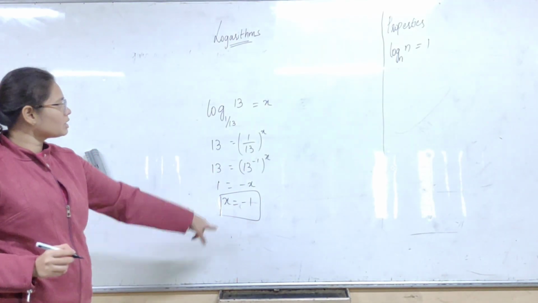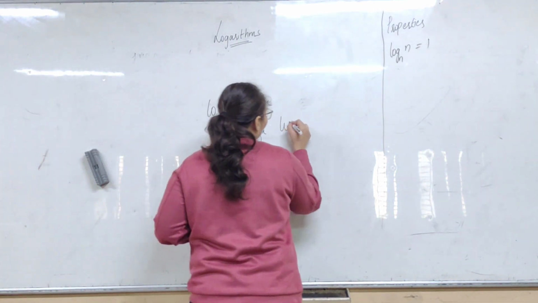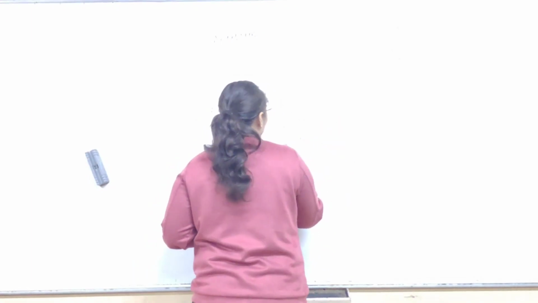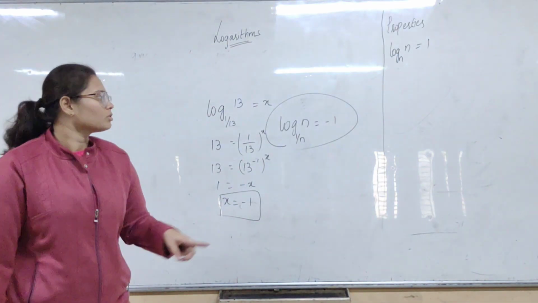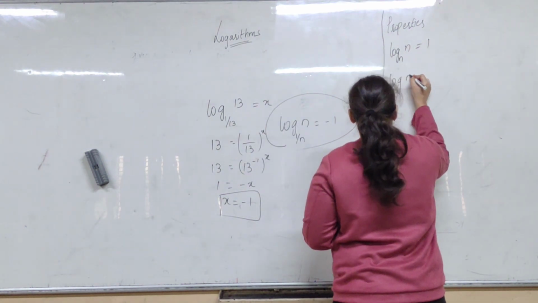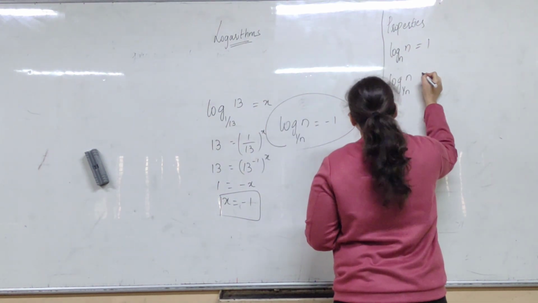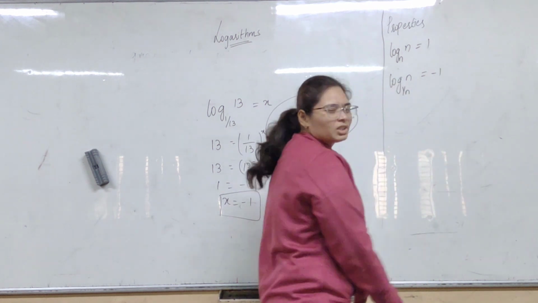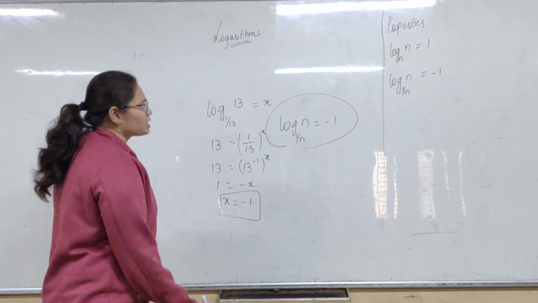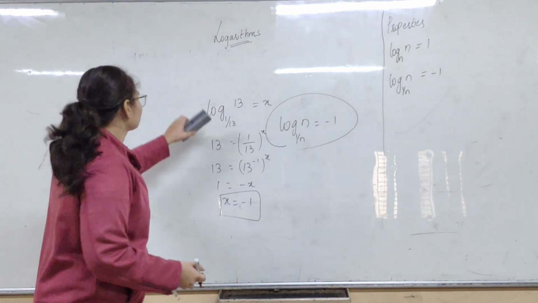So log n to the base 1 by n is equals to minus 1. Right. So we got another formula, that is log n to the base 1 by n, that is equals to minus 1. Right. Okay. Now let's go through another example such that we can derive one more property.